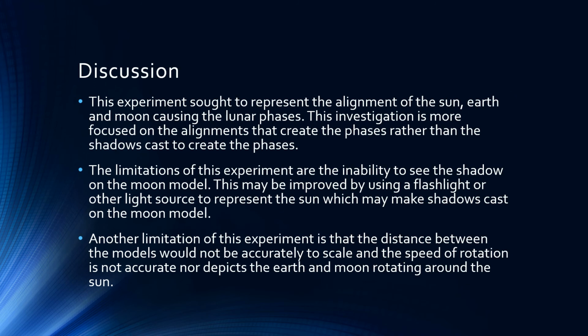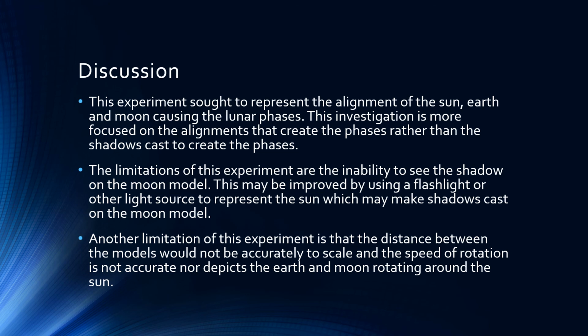For the discussion of this experiment, I noted that I sought to represent the alignment of the Sun, Earth, and Moon models to create the lunar phases, and that this did not show the shadowing that creates the lunar phases, rather just the position of the models. The limitations of this experiment, therefore, is the inability to see the shadowing. This may be improved by using a flashlight or other light source to represent the Sun, and possibly the use of a larger Moon model to cast the shadows to give a more visual example of the lunar phases.